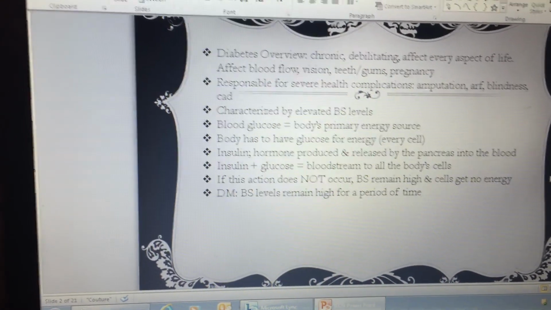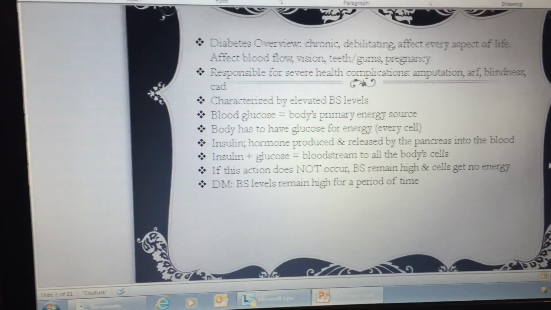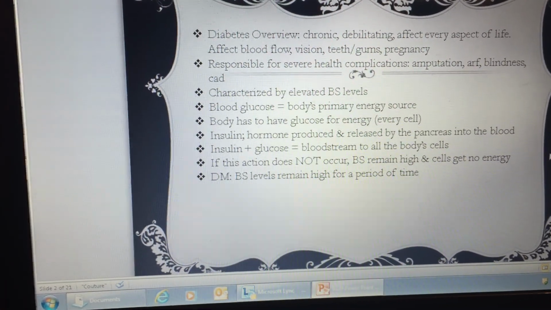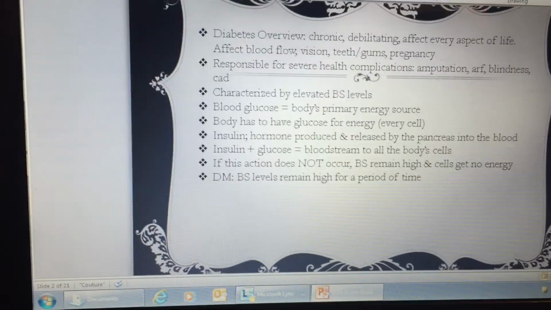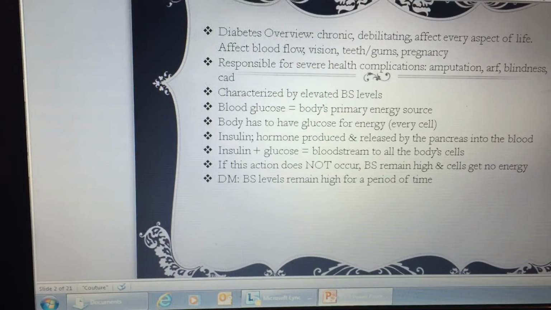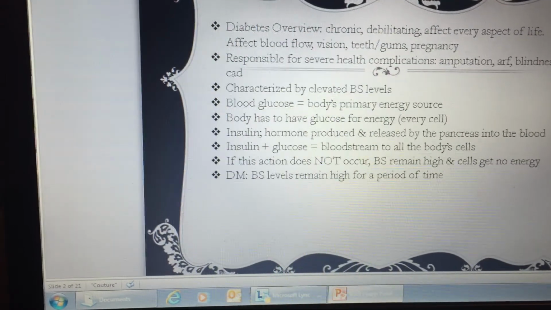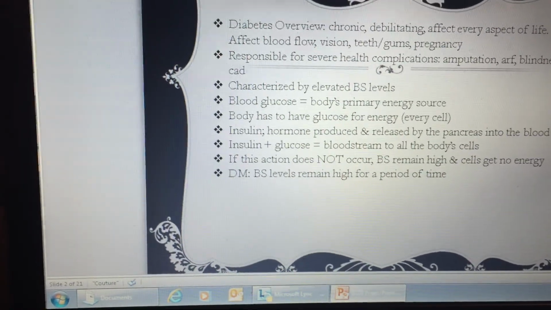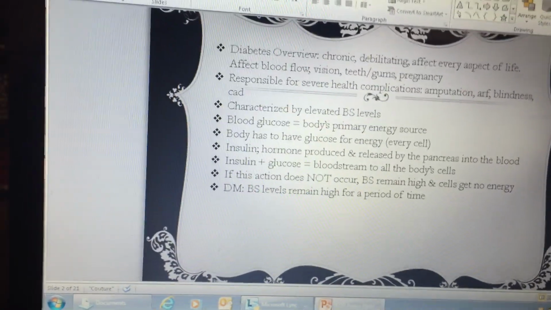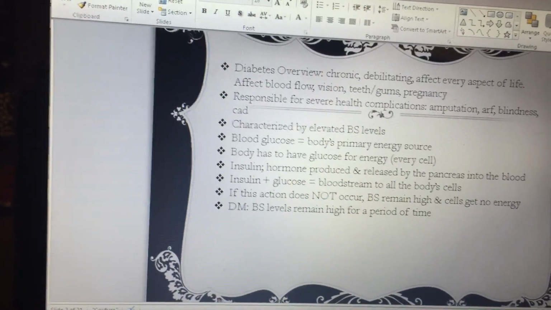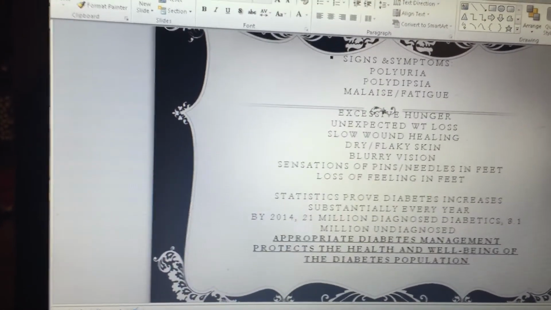The blood glucose. The human body needs blood glucose as the primary energy source. Every single cell of the human body needs the blood glucose for energy. Insulin is a hormone produced and released by the pancreas into the bloodstream, and the insulin accompanies the glucose into each cell of the body via the bloodstream. If this action does not occur, blood glucose levels remain elevated and the cells don't get any energy. And diabetes occurs when blood sugar levels remain high for a period of time.